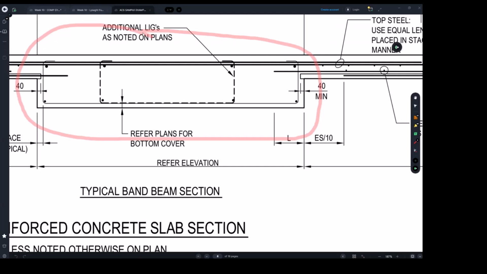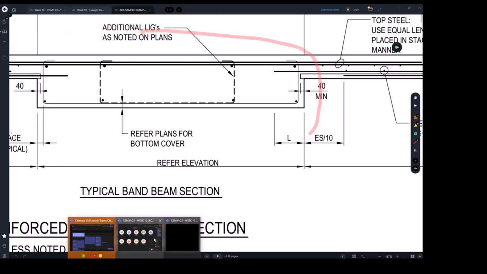Is this a plan view or elevation or a section? It's basically a beam, and it's like you are watching it cutting. So correct, yeah, that's a section for a band beam. Yes. So we all understand this.